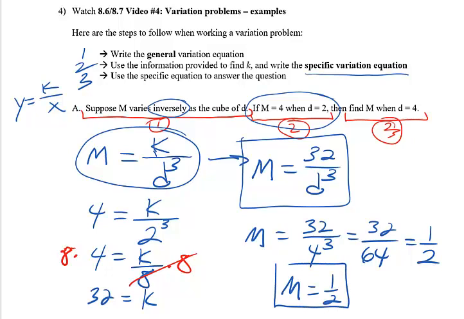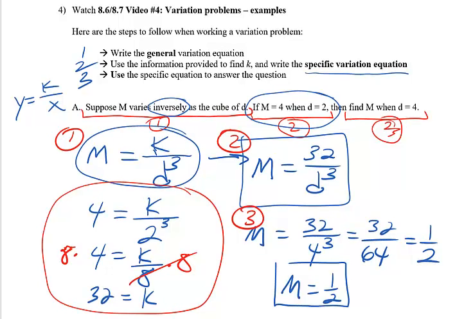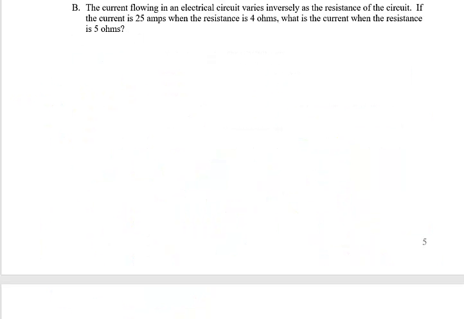Again, step 1, general equation. Step 2, specific equation, which involves figuring out k. Step 3, use the specific equation to answer your question. Well, let's go down now to part B. Part B is a more full word problem. It's got the real-life scenario in it. But in terms of the math, it's very, very similar to what we just did.